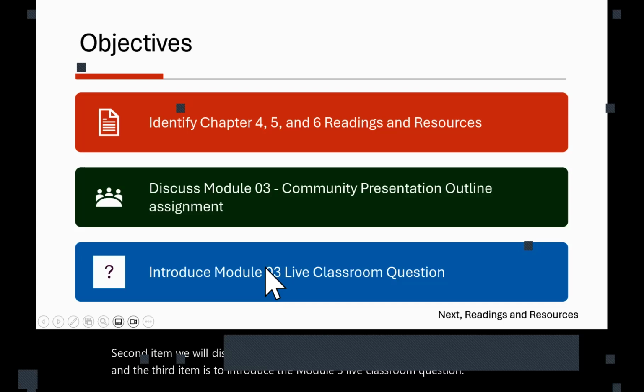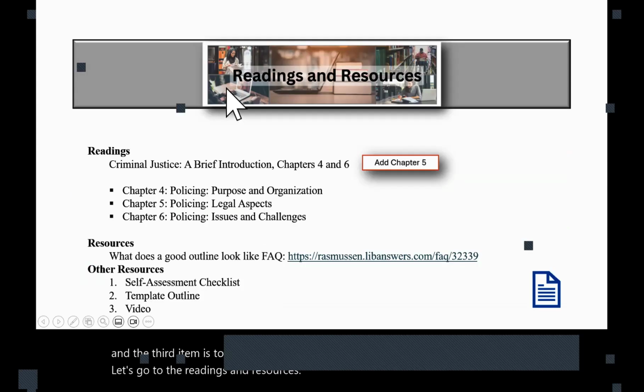Let's go to the readings and resources. Course designer asks you to read chapters 4 and 6. I looked at the chapters. I also recommend that you read chapter 5. So chapter 4, 5, and 6 all deal with policing. I will put an outline of all 3 chapters in a course announcement.